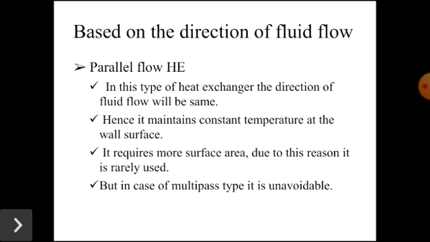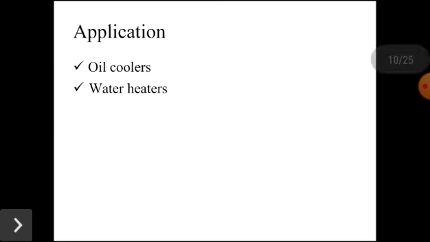But normally there will be a less surface, hence it is rarely used. But in case of multipass, it is unavoidable. It maintains a constant temperature at the wall surface. How is this maintained? You can visualize that if both fluids flow in the same direction, then a constant temperature will be maintained at its wall. Then applications: parallel flow heat exchangers are generally used in water heaters and oil coolers.